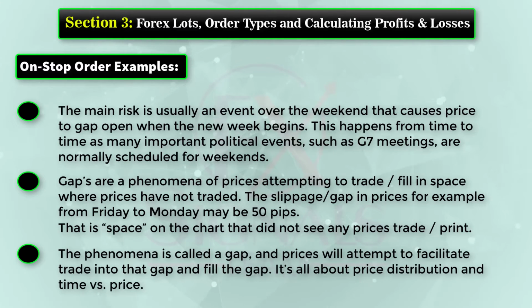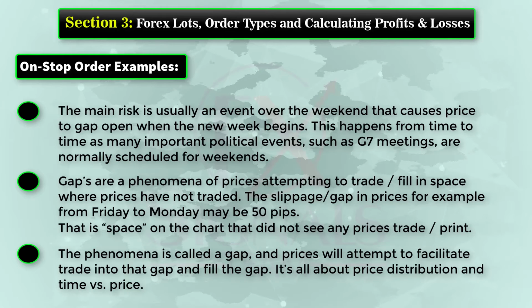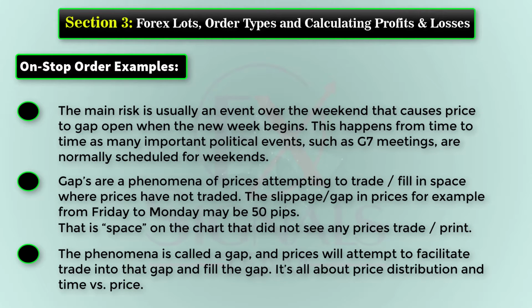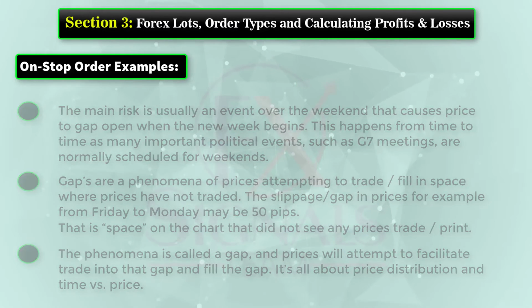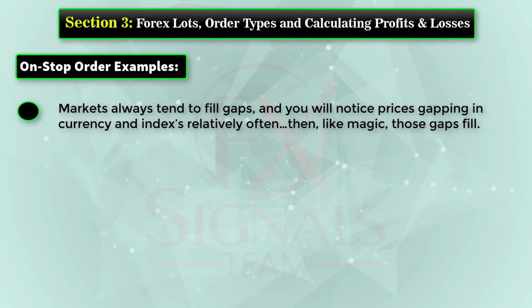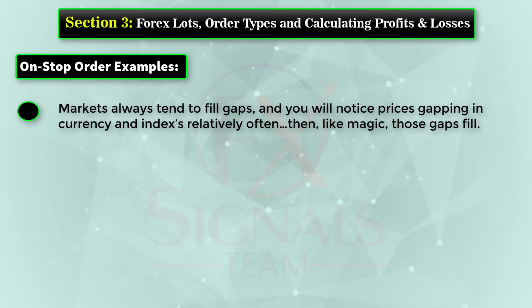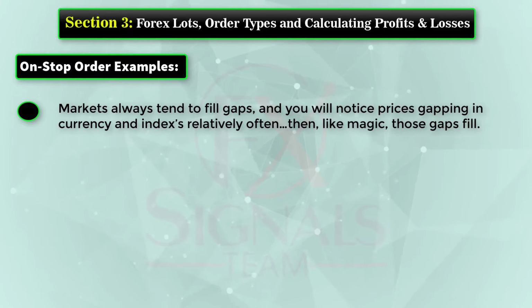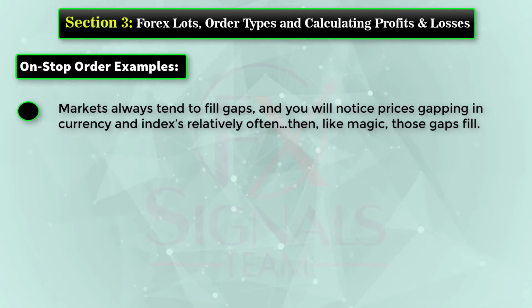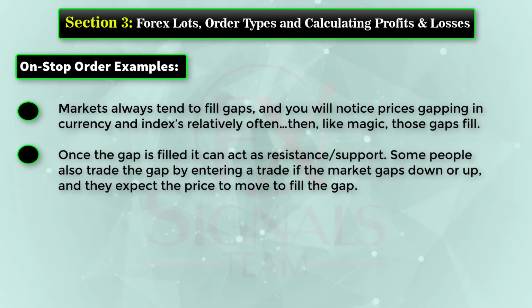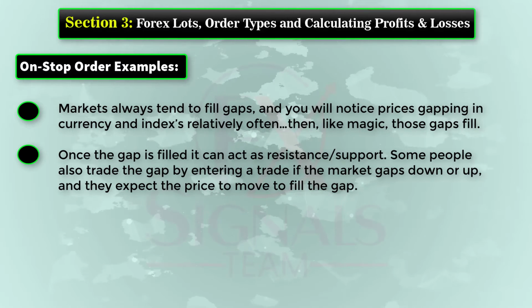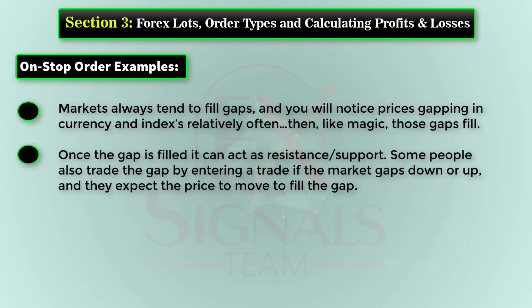The phenomenon is called a gap, and prices will attempt to facilitate trade into the gap and fill the gap. It's all about price distribution and time versus price. Markets always tend to fill gaps, and you will notice prices gapping in currency and indexes relatively often. Then, like magic, those gaps fill. Once the gap is filled, it can act as resistance or support. Some people also trade the gap by entering a trade if the market gaps down or up, and they expect the price to move to fill the gap.